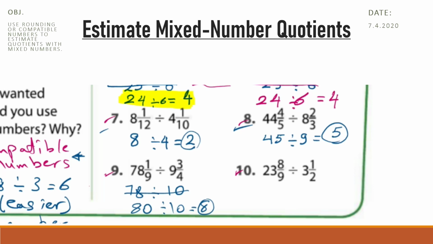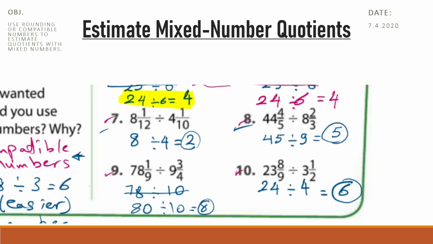We can answer this in another way by getting any two other compatible numbers. In number 10, we have here, using rounding, 24 and, excellent, this is half, so it will be 4. And 24 divided by 4 is 6. So there is no need to use compatible numbers here.